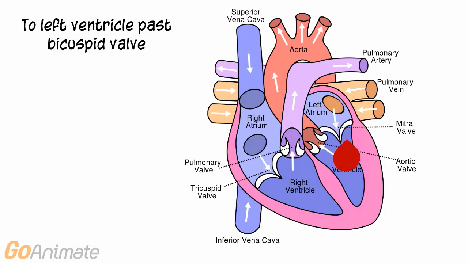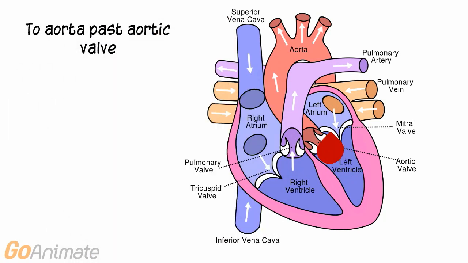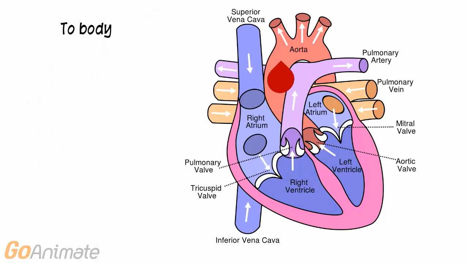Blood flows from the left atrium to the left ventricle, past the bicuspid or mitral valve. Blood is pumped out of the left ventricle and enters the aorta, while flowing past the aortic valve, another one-way semilunar valve. Blood then moves through the arterial system to the body.